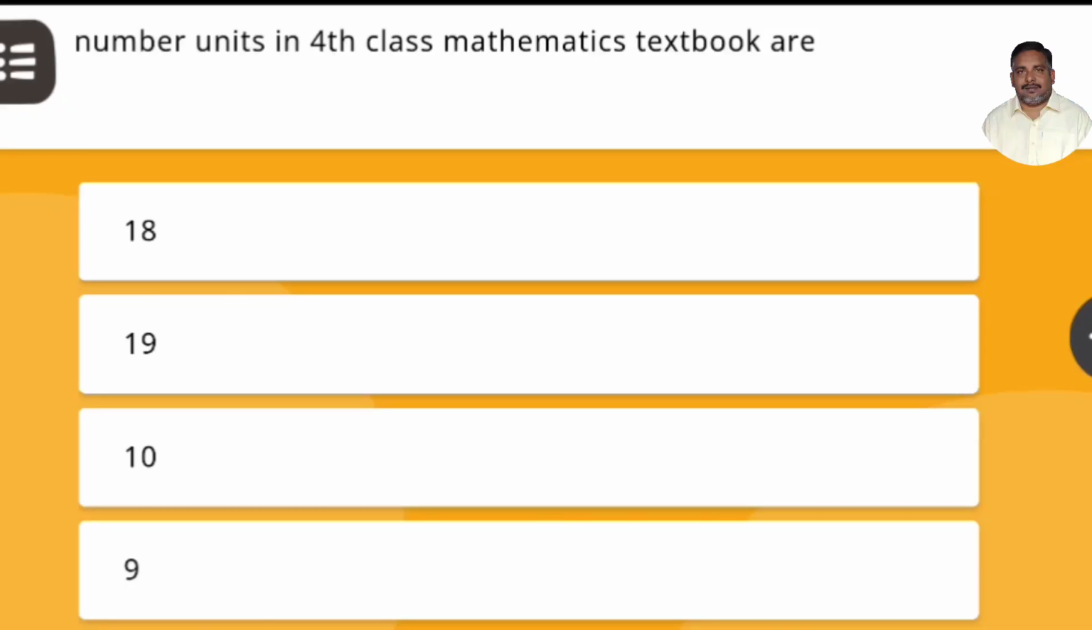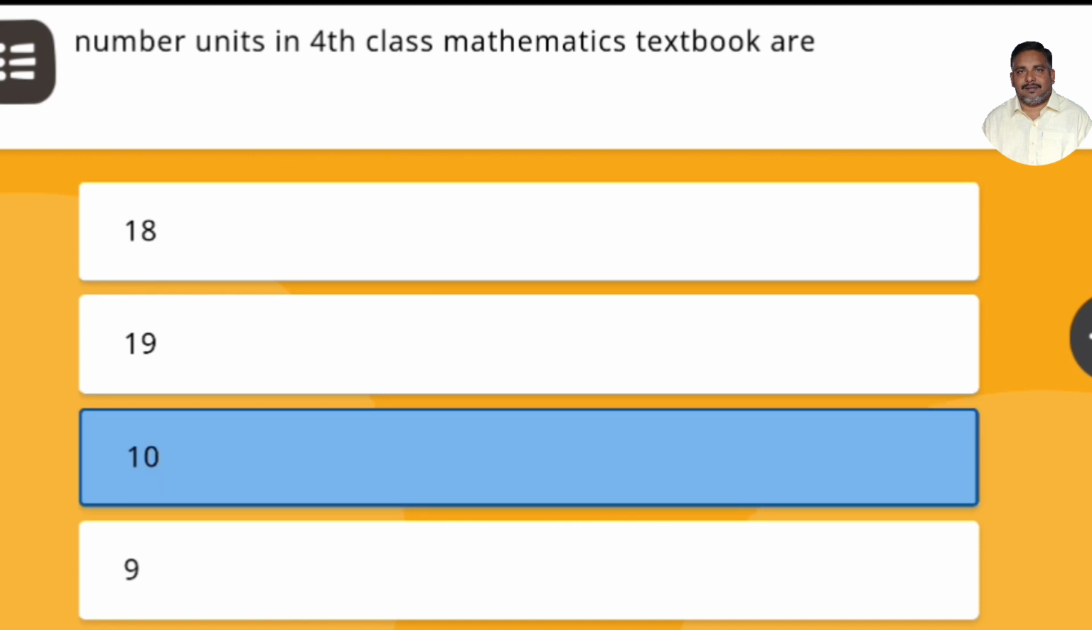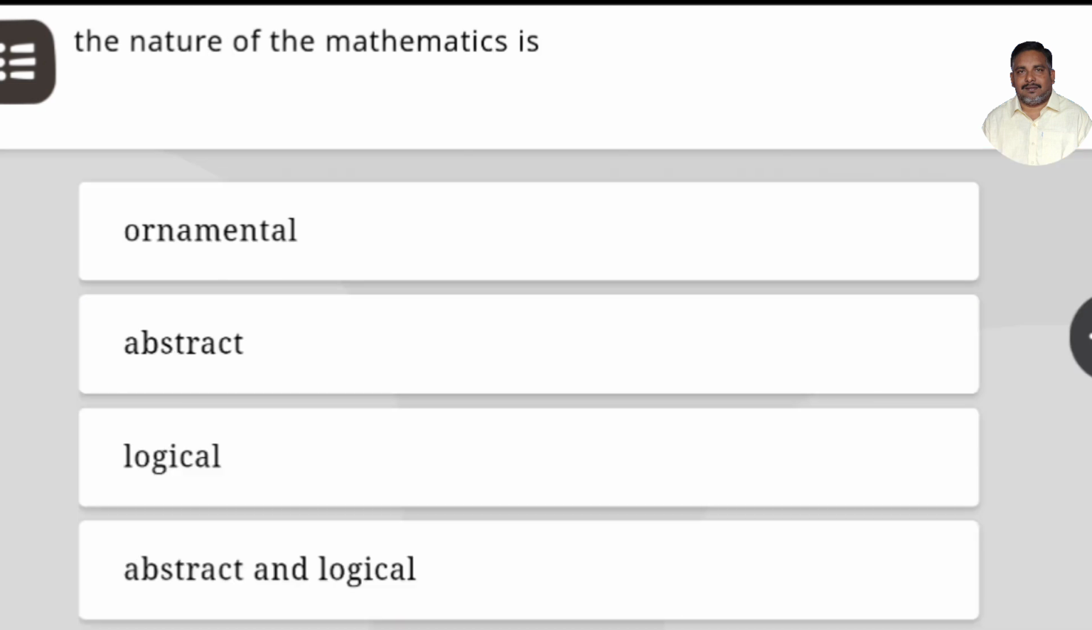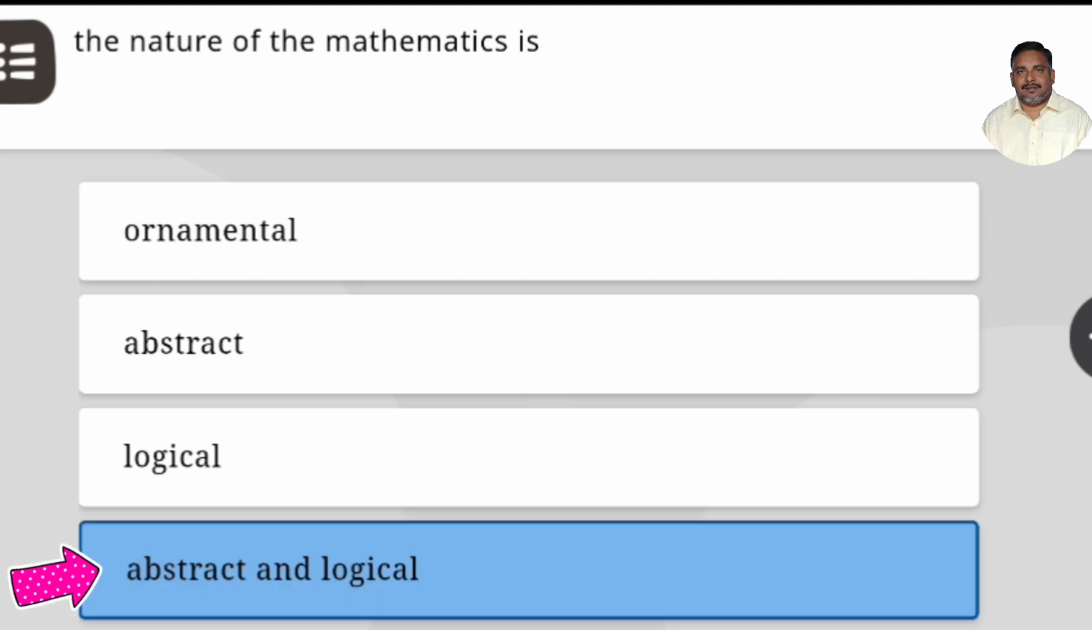Number of units in 4th class mathematics textbook are 18, 19, 10, 9. The answer is 10. The nature of mathematics is ornamental, abstract, logical, abstract and logical. The answer is abstract and logical.